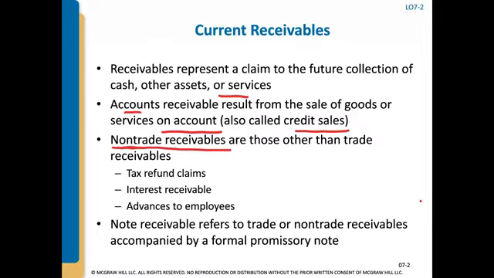Non-trade receivables are the same thing. They also result from a service on account, but it's for items that are not central to your business, such as if you have a tax refund claim, or an interest receivable because you've lent out money, or advances to employees. But in this video, we'll be talking about accounts receivable or trade receivable, also called credit sales.